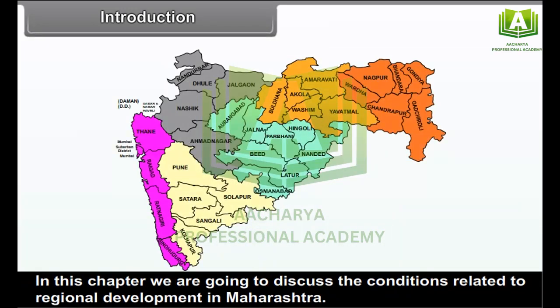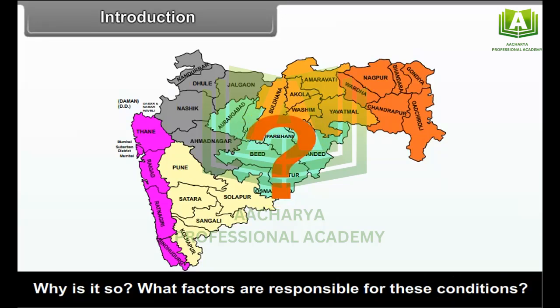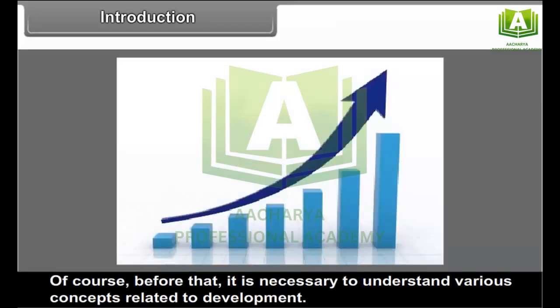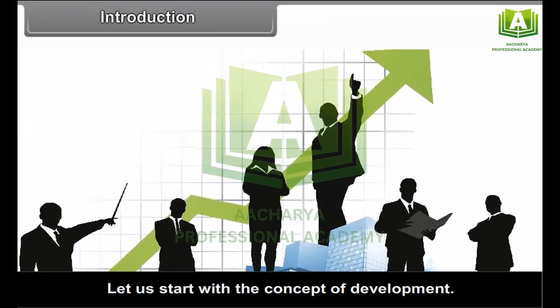In this chapter, we are going to discuss the conditions related to regional development in Maharashtra. In the process, we shall be taking up the issues like what is the status of development in the different parts of the state? Why is it so? What factors are responsible for these conditions? Of course, before that, it is necessary to understand various concepts related to development. Let us start with the concept of development.